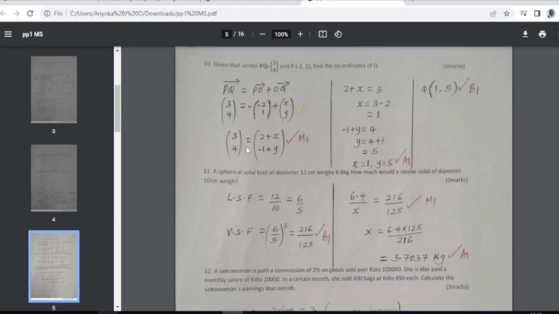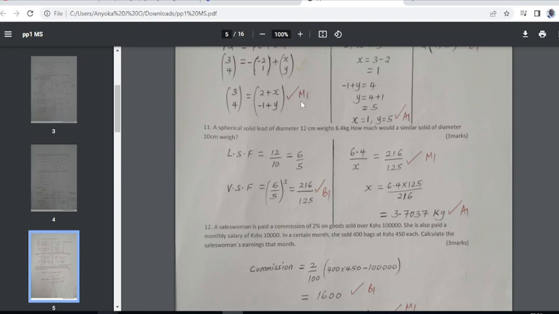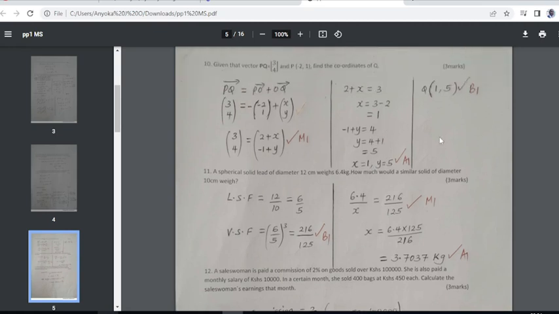Equate the x components, and also equate the y's. So equating the x, 2 plus x is equal to 3, x is equal to 1. Equating the y's, minus 1 plus y is equal to 4, so y is equal to 5. So x is equal to 1, y is equal to 5, and the coordinates of Q will be (1, 5).